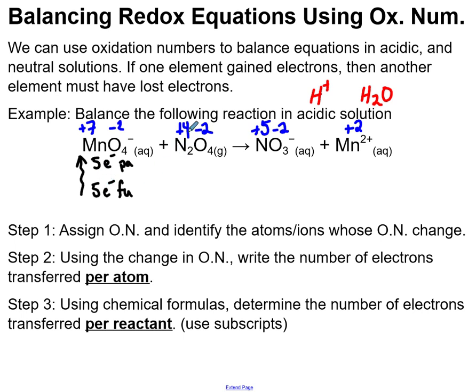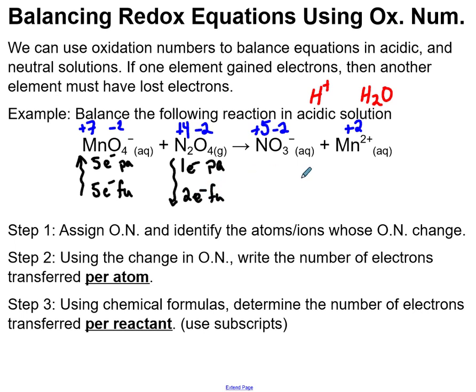Here, nitrogen is going from plus 4 to plus 5. Is that more negative or less negative? It seems less negative, so it's losing electrons, 1 electron per atom. This nitrogen goes from plus 4 to plus 5, losing one electron. Is there only 1 nitrogen here? No, there are 2 nitrogens, and they each lose 1 electron. 2 times 1 means they lose 2 electrons in total in the formula unit.